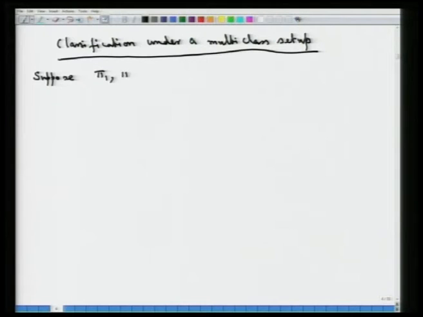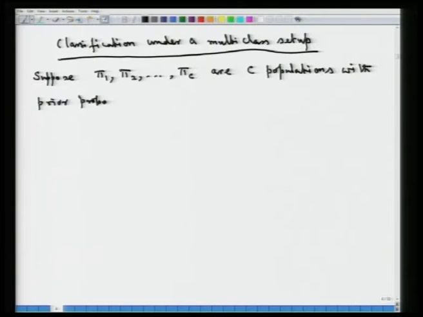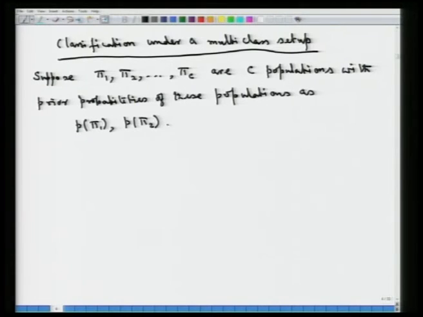Suppose pi 1, pi 2, up to pi C are C possible populations with prior probabilities of these populations, say p pi 1, p pi 2, up to p pi C. So, the problem is simple: we have a multivariate population, in general not necessarily normal, and within it there are C such possible populations.